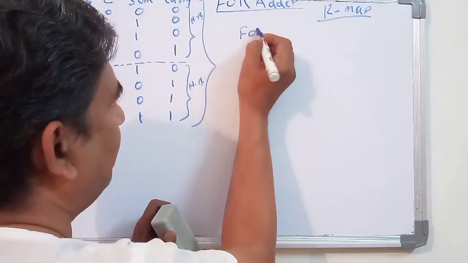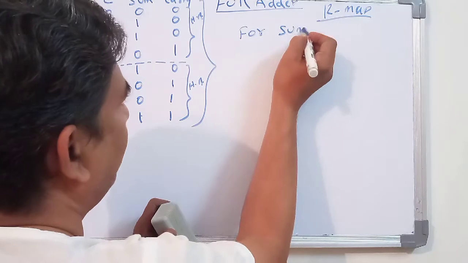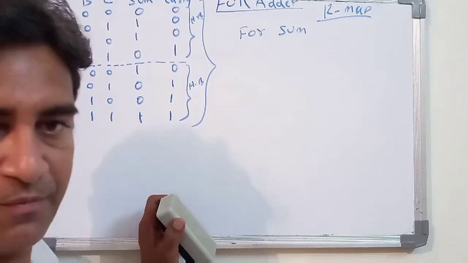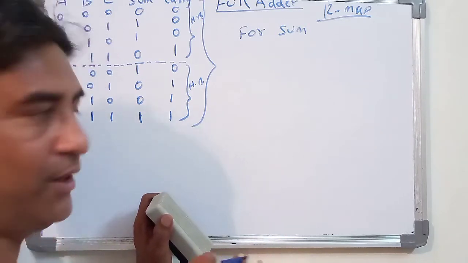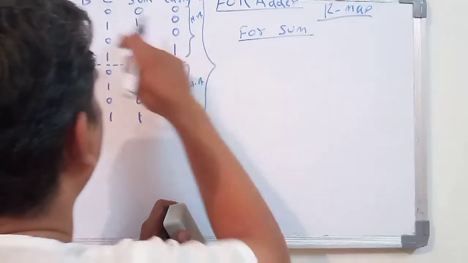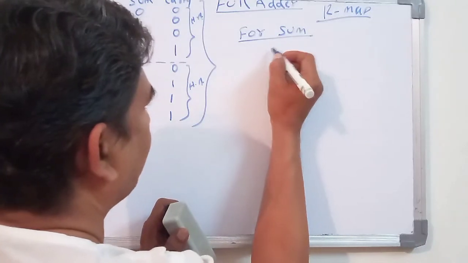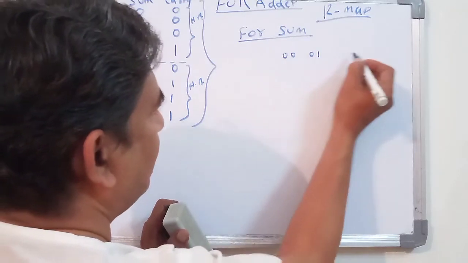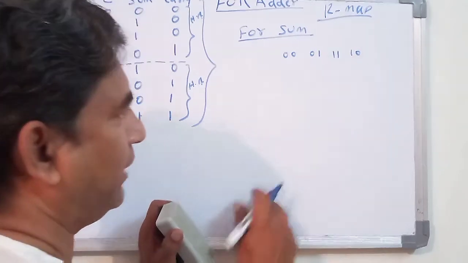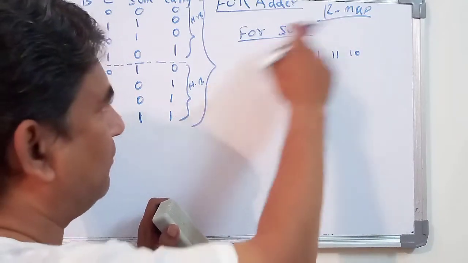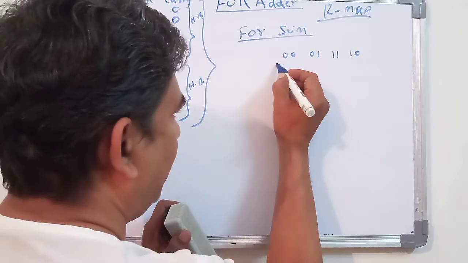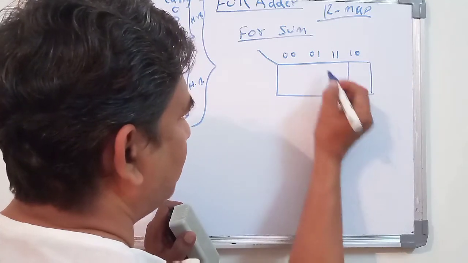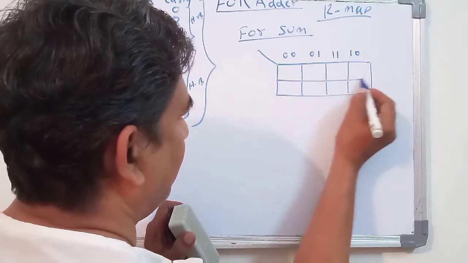So here you write down for the sum. Very first we will see the sum. In a half adder also, for the sum we require the XOR gate. Okay, for the sum we will design from this A, B, C. Just make the columns. How many columns are going to be required? You require 0 0, 0 1, then 1 1 and 1 0. It is the layout for plotting the K-map. So here you write down and make the rows and columns according to this pattern.